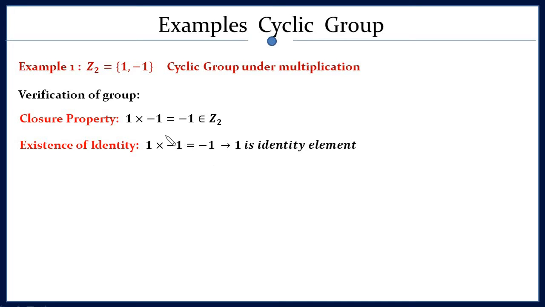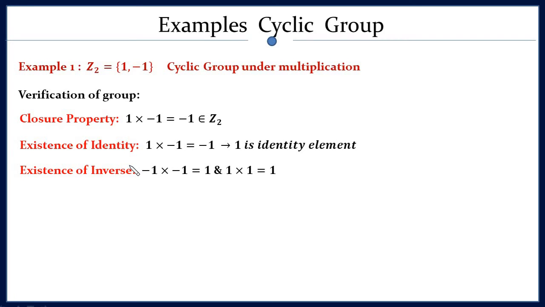Therefore, according to the condition of identity, 1 is the identity element for this group. Third one is existence of inverse. How can you understand the inverse? Suppose you have two elements A and B in a group. If you multiply those two elements, the resultant should be the identity element. Then only you can say B is the inverse of A or A is the inverse of B.